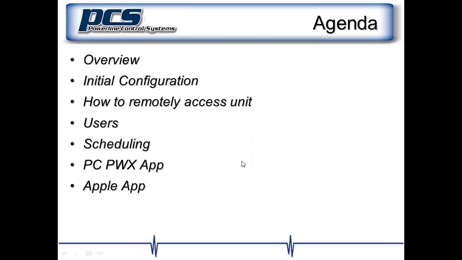So a little bit of the agenda here. We will talk about the overview of what it is, how to actually configure the unit, how to remotely access the unit, how to set it up for that, and what the different user capabilities are. We'll also talk about scheduling and the different types of calendars we have. We'll also talk about the PC PulseWorx app, which is free, that can be downloaded from our website under the PulseWorx downloads. And we'll also talk a little bit about the Apple app.